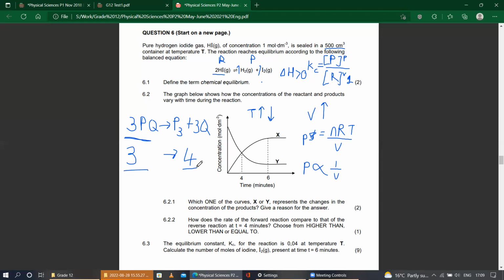Do you understand that? Yes, sir. Yeah, so that's basically how you're gonna use Le Chatelier's principle. It's usually like a 3-mark question.